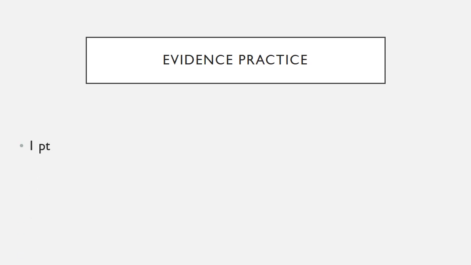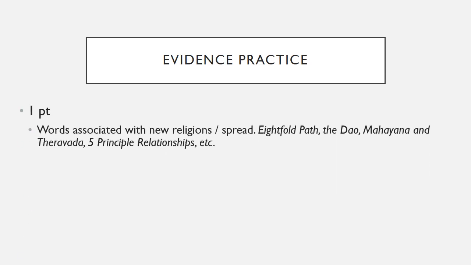What does that look like? 1 point would be if you were just using these terms haphazardly. If you said the Eightfold Path or the Tao or Mahayana and Theravada with Buddhism, if you're talking vaguely about the spread of Buddhism and you talk about the Eightfold Path, you're kind of getting it. But you're not going to do that, are you?